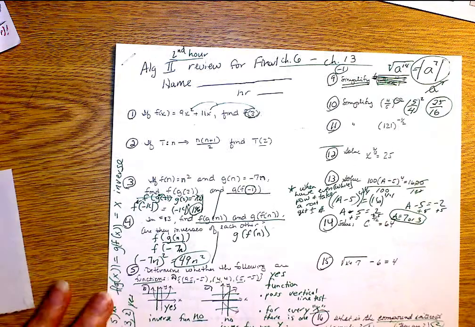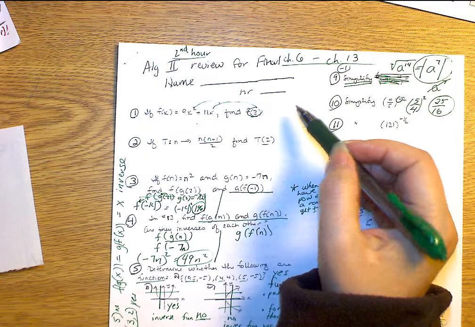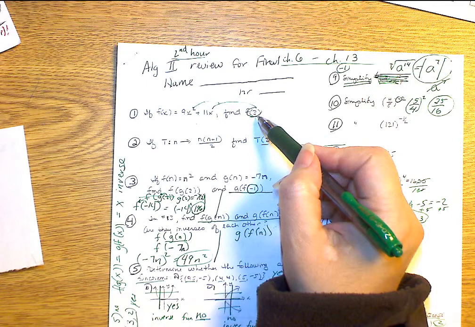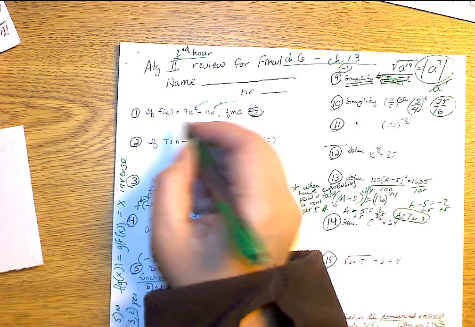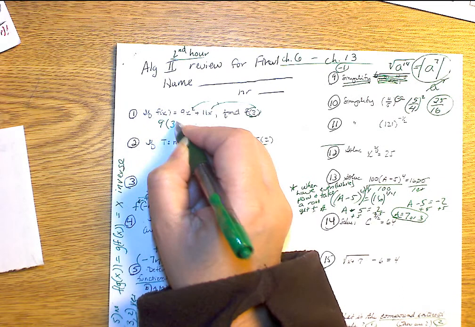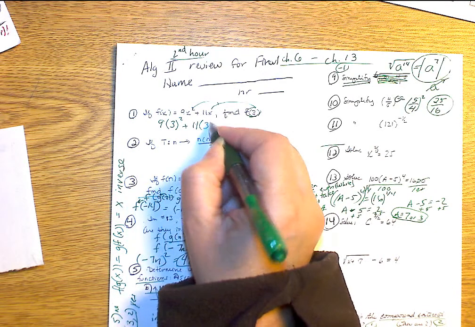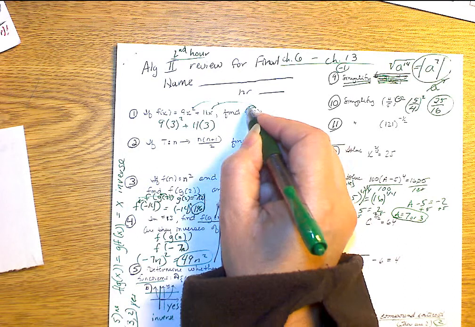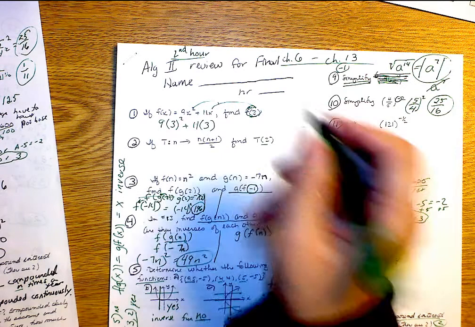So this is where we were from Friday. So this is part 2. The first thing is, remember what you had to do is you had to take that 3 and place it in for your x. So you would have had your 9 times 3 squared plus 11 times my 3. You're simply putting in that 3 in for your f of x, for your x value. And that would give you 114.